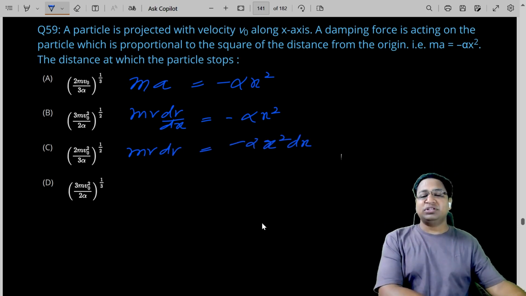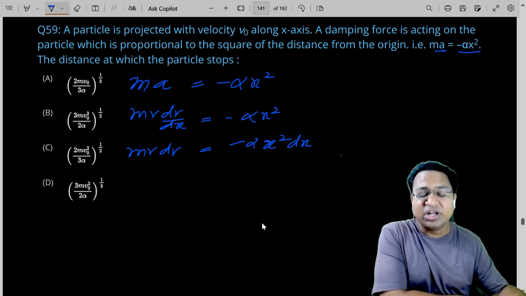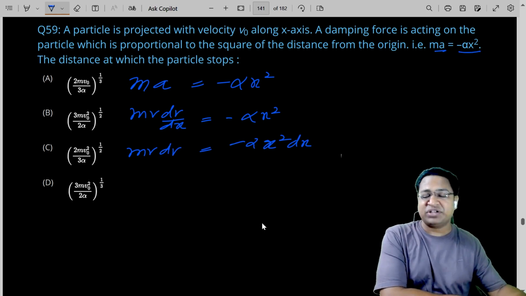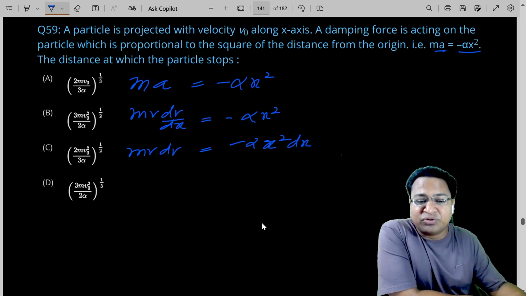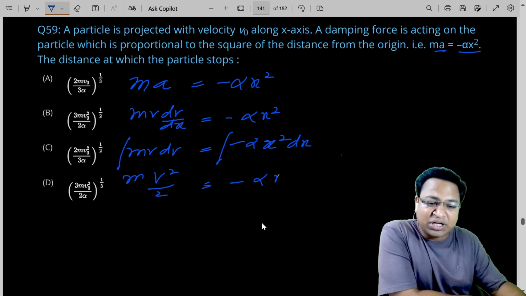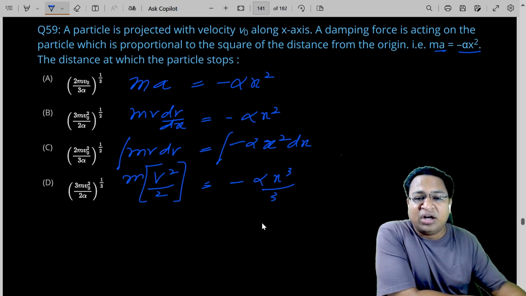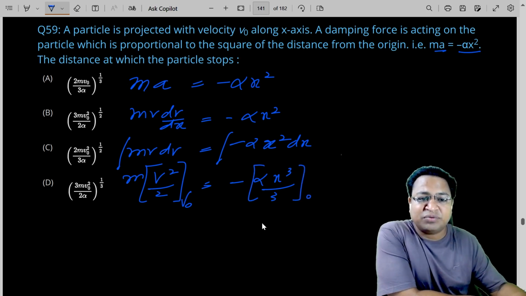Now, why am I doing all these things? It is clearly visible that acceleration varies with x. So acceleration is not constant. So I cannot use s equal to ut plus half at square or v square equal to u square plus 2as or similar equations. So I have to resort to integration now. When I integrate both sides, I get mv square by 2 is equal to minus alpha x cube by 3. Now, at the instant the speed was v naught, the value of x was 0.